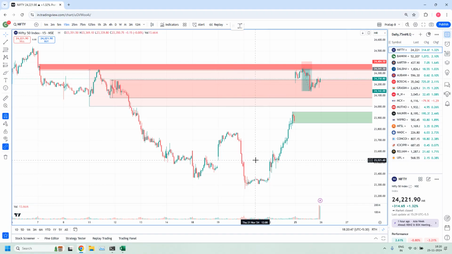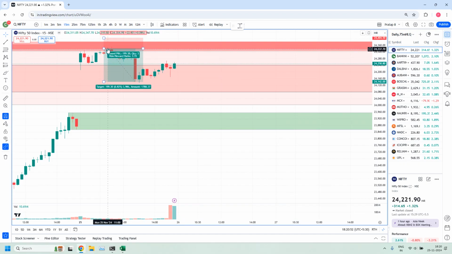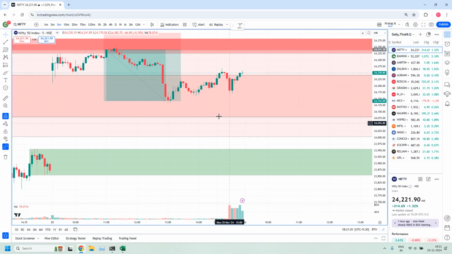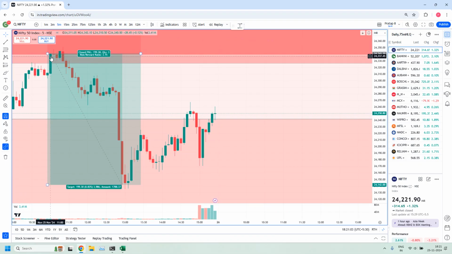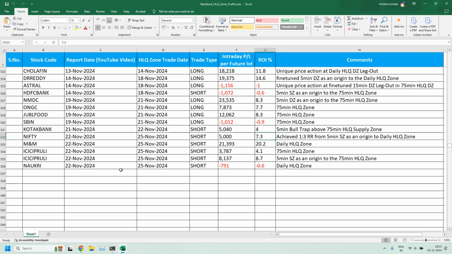It gave 7.3% ROI. And when we got the trade at 11 o'clock, 11 o'clock, 5 minutes candle. Sorry, this is 15 minutes time frame. We got the trade at 11 o'clock, 5 minutes candle, and achieved 1:3 RR in 12 o'clock, 55 minutes candle. Almost 2 hours. Okay, this is Nifty.